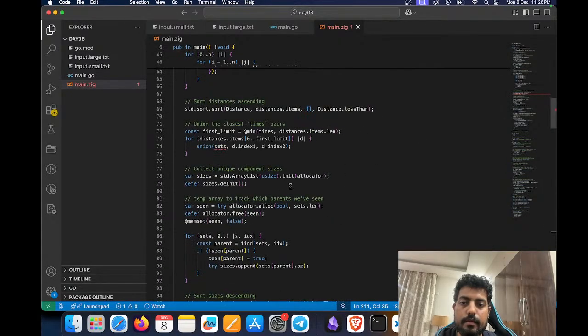So there is one error here, and I don't know why.